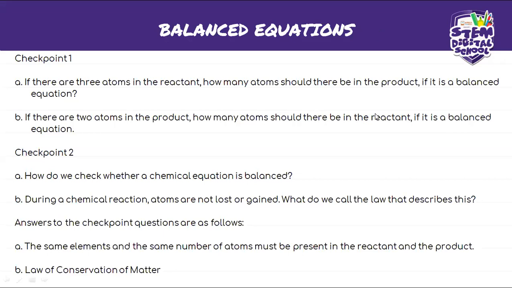Very good, very good. Tando, that's good. Okay, and what of B? I can see Clipped. Okay, correct. There should be 3 atoms in the product. Perfectly correct.